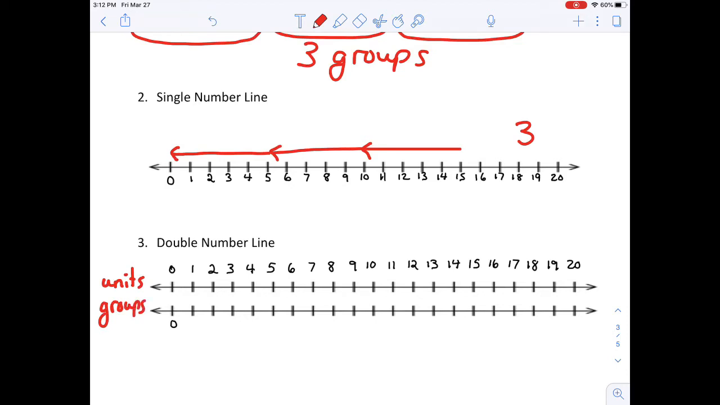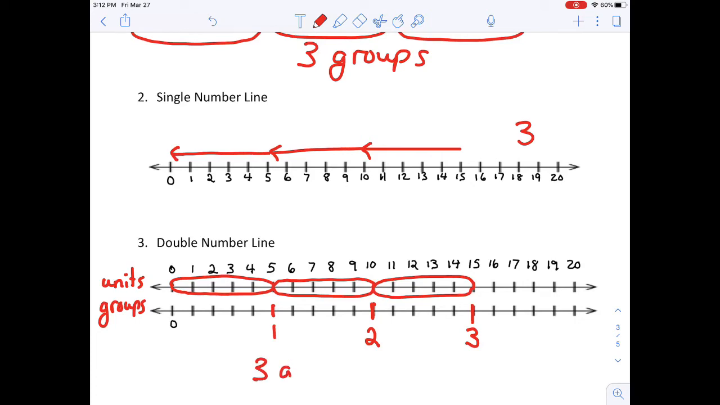So my first group of 5, I start at 0 and I circle 5 spaces. 5 complete spaces corresponds to 1 group. Another 5 complete spaces corresponds to a second full group. And finally, 5 complete spaces corresponds to a third full group. So my answer is 3 groups.